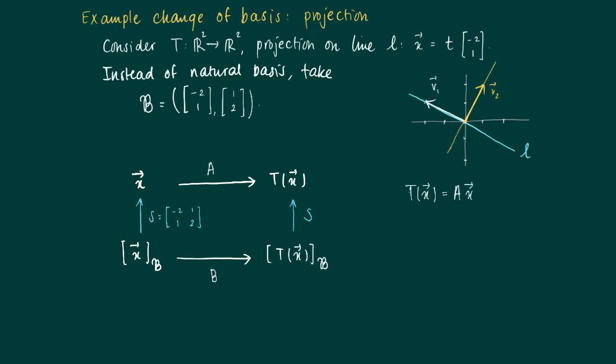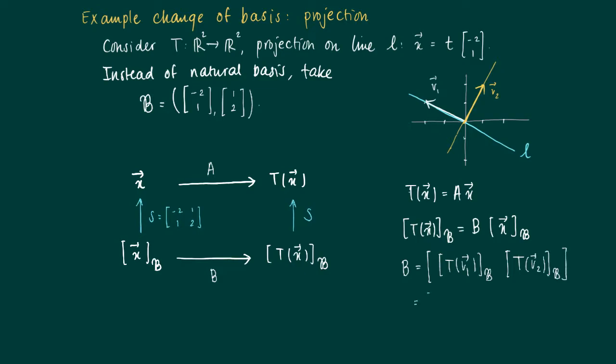And I know that T of X is the matrix A times X. But now I will focus first on the matrix B with respect to this new basis. So T of X with respect to B is B times the coordinates of X with respect to beta. B is constructed out of the images of V1 with respect to beta and V2 with respect to beta. These images are easily found, since the projection of V1 onto the line L is V1 itself. So T of V1 has the coordinates of V1 itself. And V2, since it is orthogonal to V1, is mapped onto the zero vector. So I get a very simple matrix here, the matrix (1, 0; 0, 0).